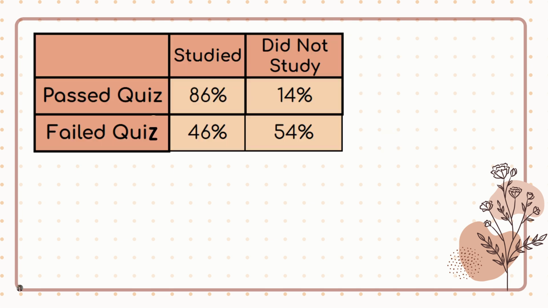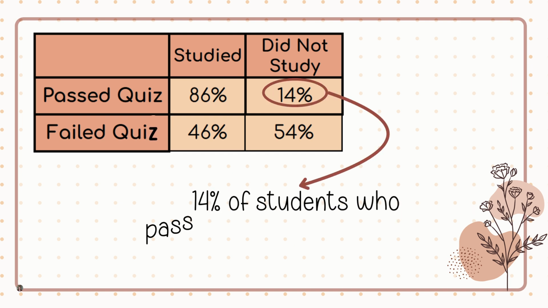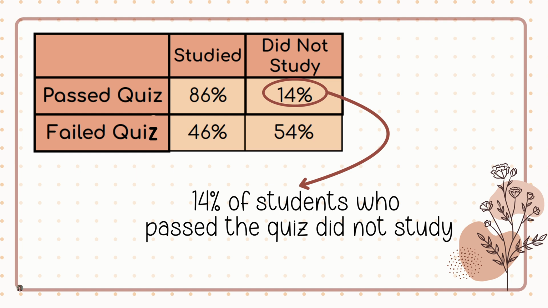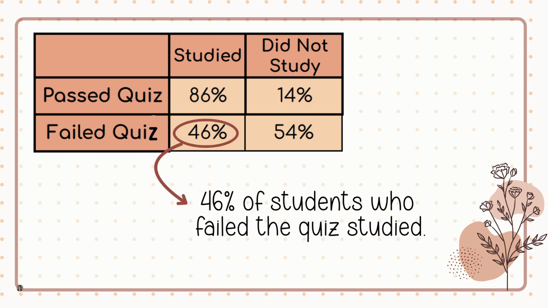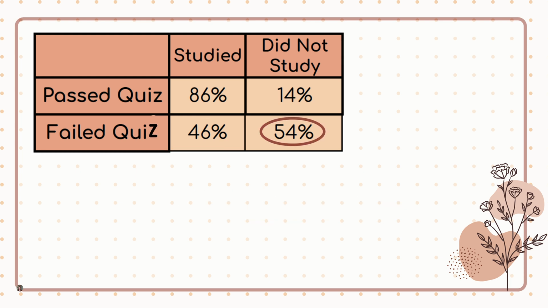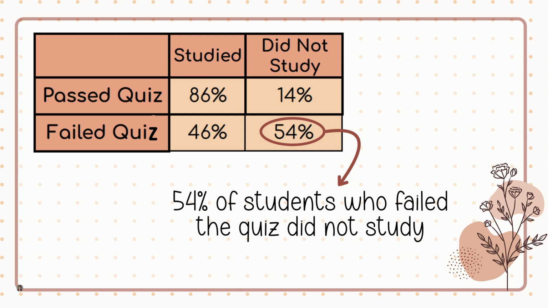Here's an example of a relative frequency table of students who were asked if they passed or failed a quiz and whether or not they studied for it. The 86% represents 86% of the students who passed the quiz and studied for it. 14% of the students who passed the quiz did not study for it. The 46 represents 46% of students who failed the quiz but studied for it. And 54% of the students who failed the quiz did not study for it. So a relative frequency table makes it easier to analyze and see patterns to compare.